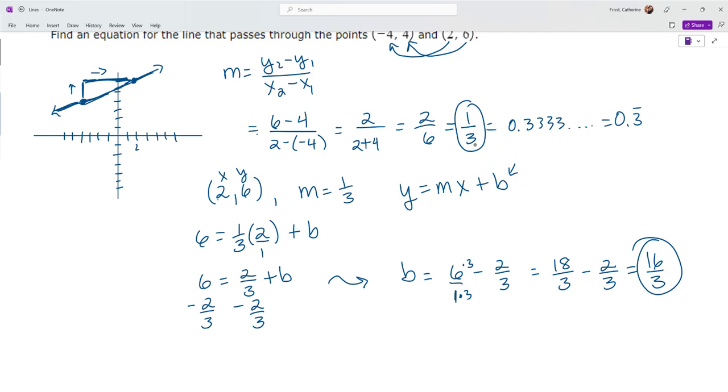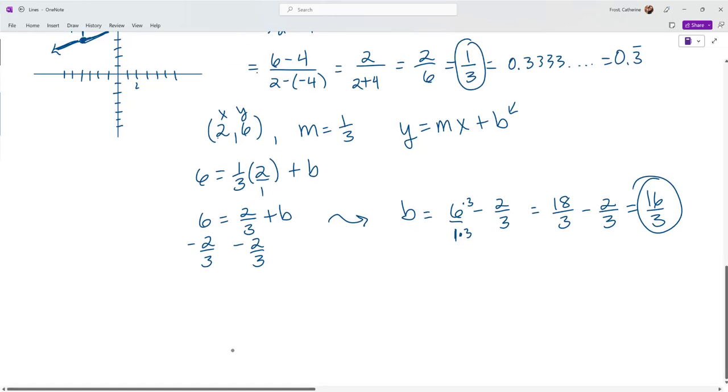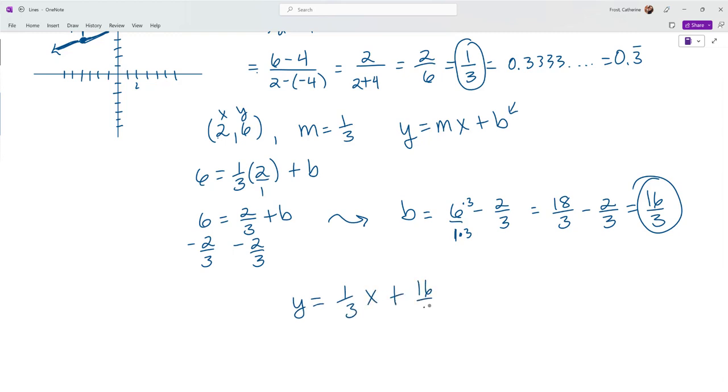You might notice that your 2 fractions here, your m and your b, seem to be coming out with a common denominator. It's not always going to work out that way, because sometimes when you're solving for b, things simplify nicely. But in a lot of these practice problems in ALEX, it does work out that way. So it's 1/3 x plus 16/3.